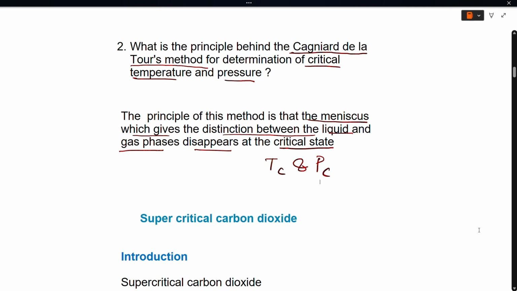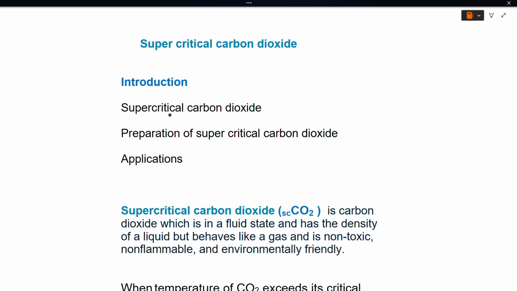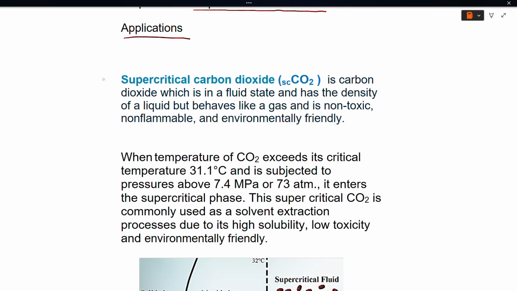Now let's move on to today's topic, that is supercritical carbon dioxide. In this session, we'll be dealing with what we mean by supercritical carbon dioxide, how supercritical carbon dioxide is prepared, and some of its applications. So first let's see what is supercritical carbon dioxide. It is represented as CO2 with the subscript Sc, saying that it is carbon dioxide in supercritical state.